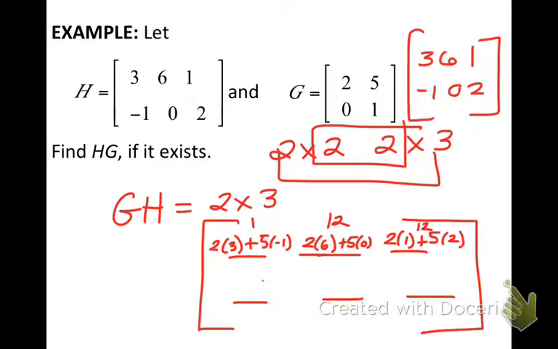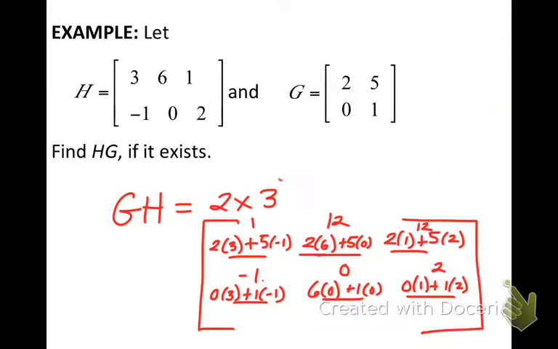Row 2, column 1, so 0 times 3 plus 1 times -1, so -1. Row 2, column 2, 0 times 6 and 1 times 0 is going to be 0. I guess I should have done 0 times 6 when I wrote it. That's okay. And then row 2, column 3, 0 times 1 plus 1 times 2, so 2. So then write your final answer as just a simple matrix. I'll put it up here in the top right corner. So we ended up with 1, 12, 12, -1, 0, 2.